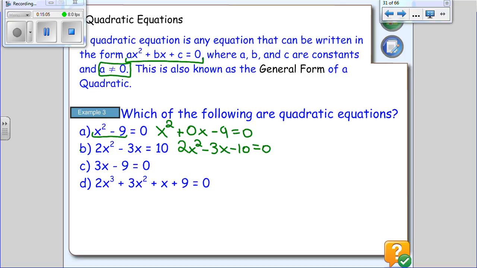If you look at D, D does have an x squared, but what else does D have? It has an x cubed. Does our form have an x cubed? No. So this is also not a quadratic because it has an x cubed. So that brings a second rule to us. The highest exponent that we can have is x squared. Anything higher than that means that we don't have a quadratic anymore. This thing would be called a cubic function.